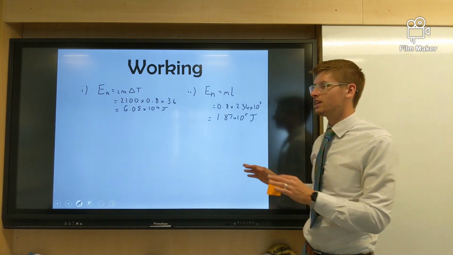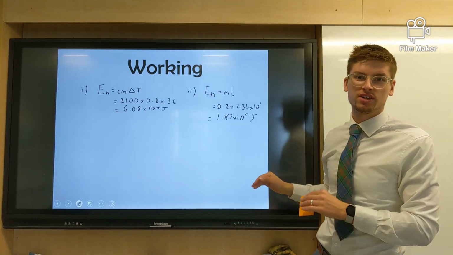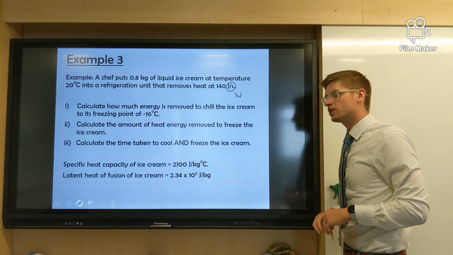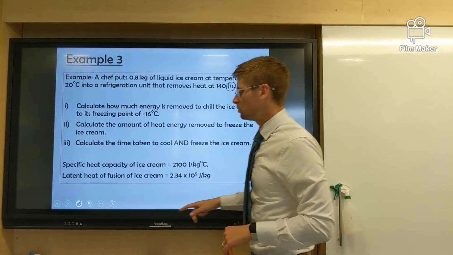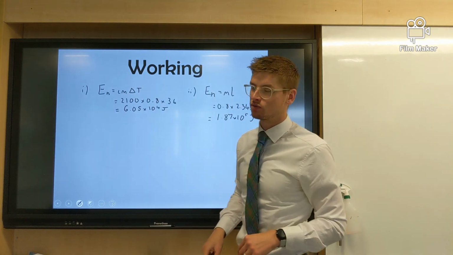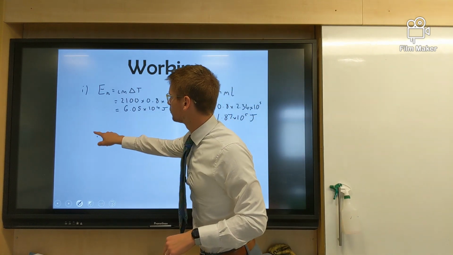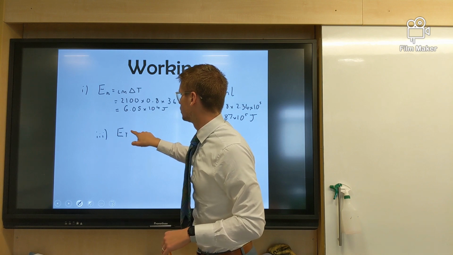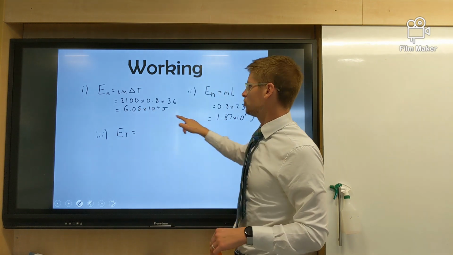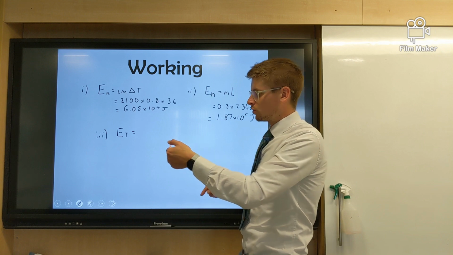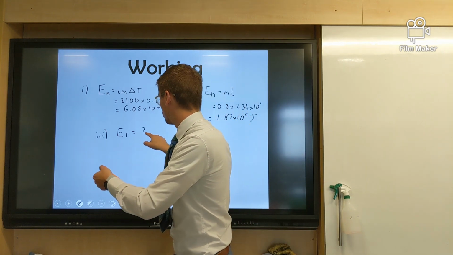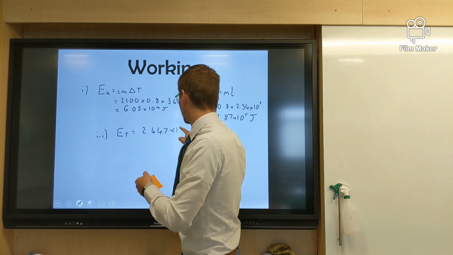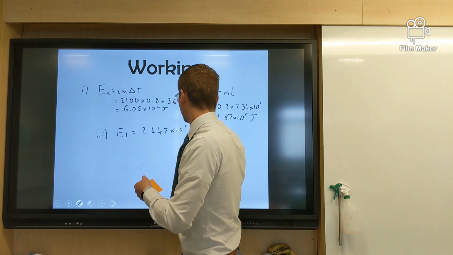Right, easy. That was quite fast. Pause it, go back if you need to. For the last question, calculate the time taken to cool and freeze. So we need to add the energies, because one was cooling, one was freezing. The E total is just going to be adding these two, and it's 2.447 times 10 to the power of 5 joules.